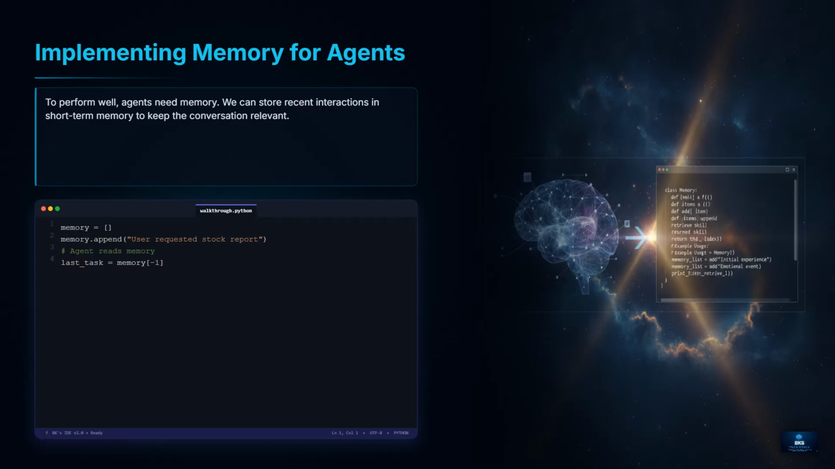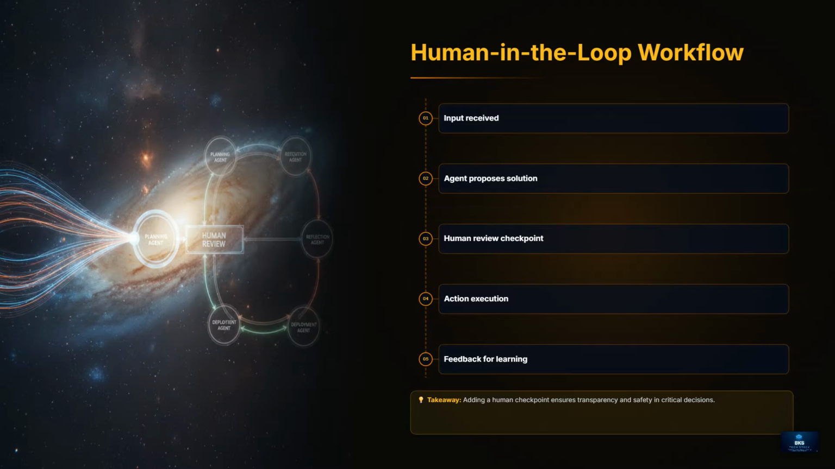An agent without memory is just a calculator. Here I am implementing simple list-based memory. By storing previous tasks, the agent can understand context in multi-step workflows. This is the foundation for more complex, long-term memory systems, like vector databases, which store data for the agent to recall later.